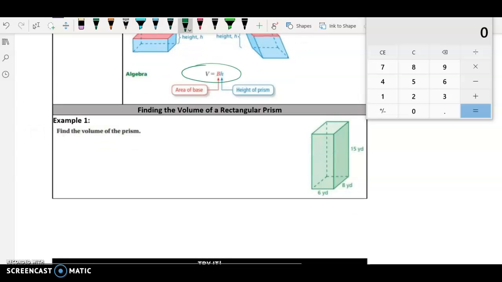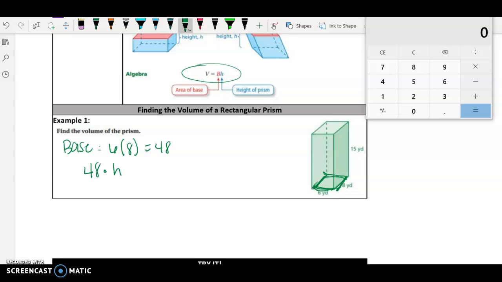So for number 1, we need to find first our base. And so we're going to find the area of the base. So we are going to find the area of the bottom rectangle in this case, because it's a rectangular prism. So we have 6 times 8, which is 48. And then we're going to take 48 times the height. And our height is 15. So 48 times 15 is 720.